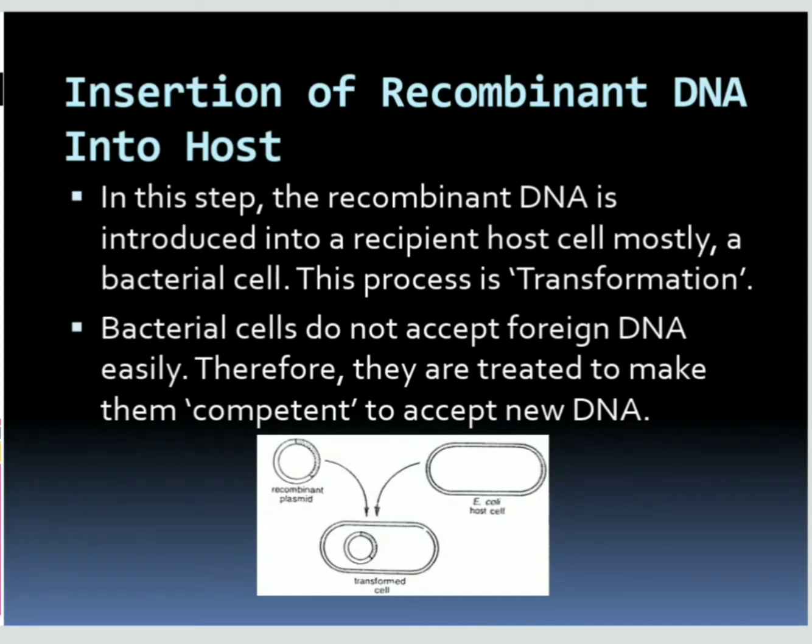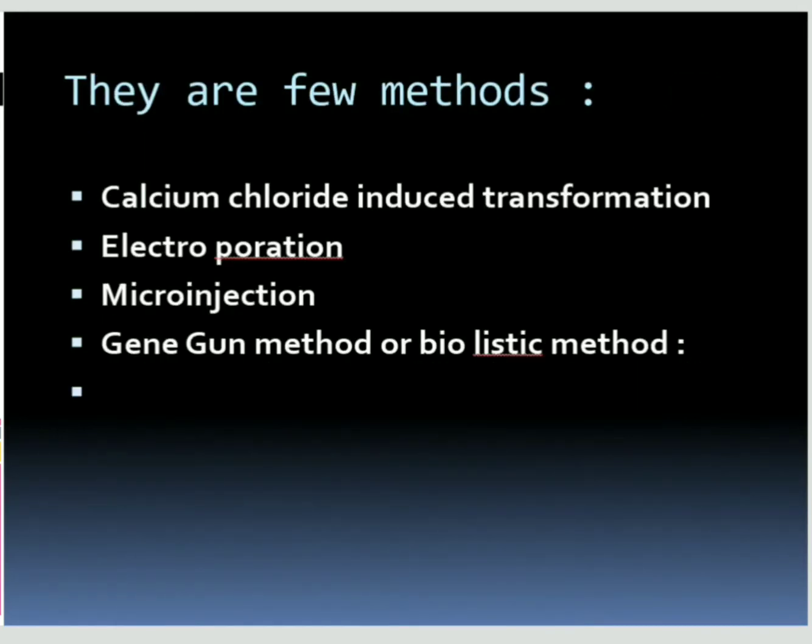So how is this possible, let us see. There are a few methods. The first one is the calcium chloride induced transformation. This is a traditional method. The others are electroporation, microinjection, and the gene gun method, or biolistic method. By using these methods, we can introduce the hybrid DNA into the host cell. The first one is the calcium chloride induced transformation.